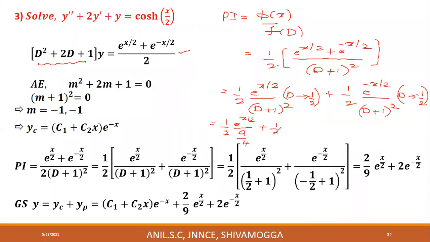Plus 1 by 2 into e power minus x by 2 divided by, replacing D by minus 1 by 2, minus 1 by 2 plus 1 is 1 by 2, and 1 by 2 whole square is 1 by 4. This 4 is exactly divisible by 2 times, and transferring this 9 by 2 to the numerator, it becomes 9 by 2 into e power x by 2. Plus, this 4 is exactly divisible by this 2 times, transferring this 2 to the numerator, 2 into e power minus x by 2. That's what I have written here.